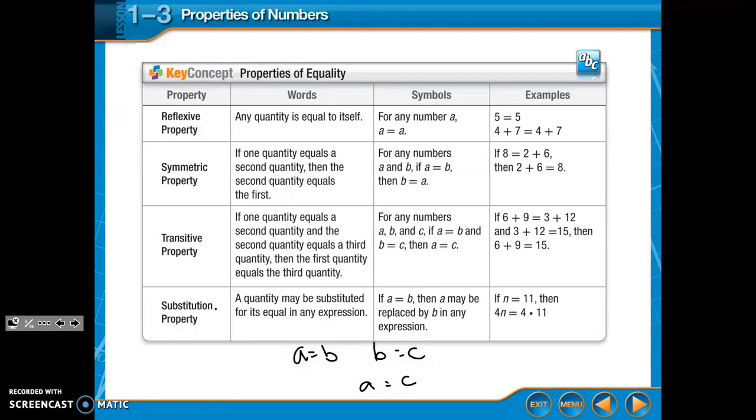The last one is the substitution property. A quantity may be substituted for its equal in any expression. So if A equals B, then A may be replaced with B in any expression. So for example, if I know that n is equal to 11, I can go into my equation and replace that n with 11. And that's substitution.